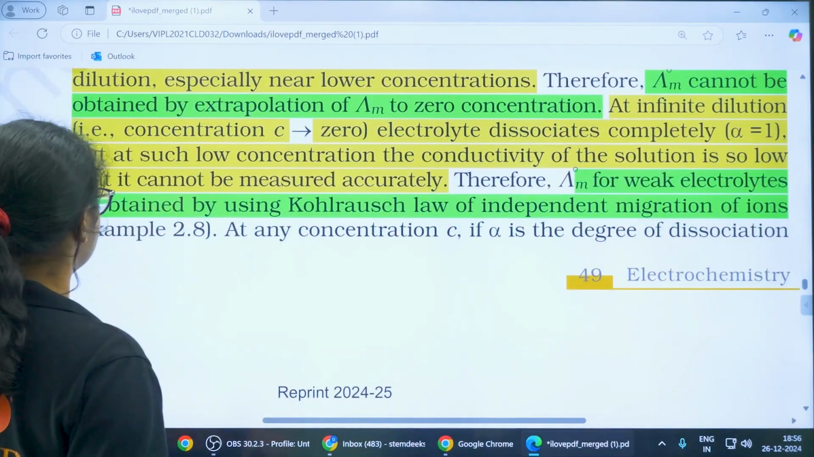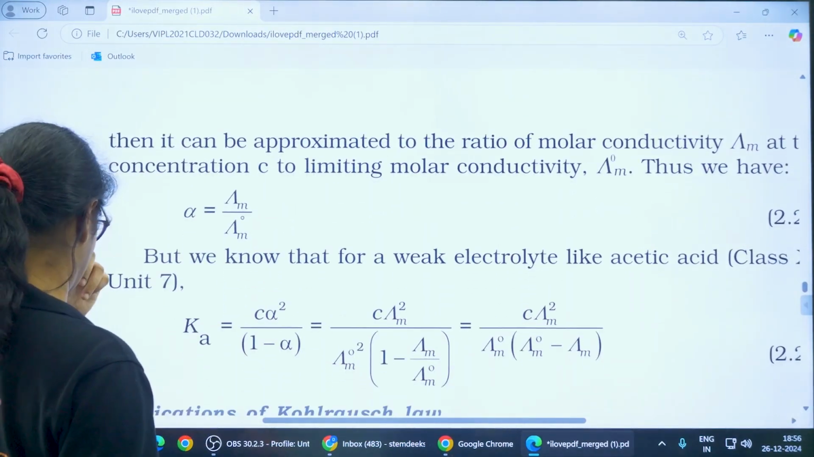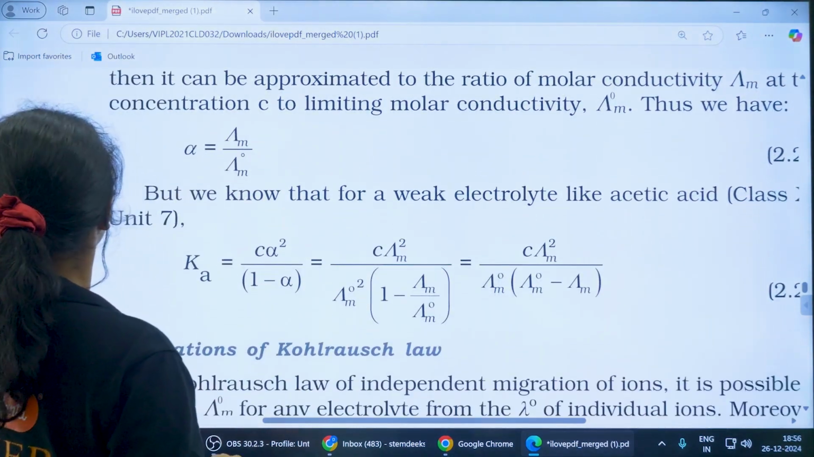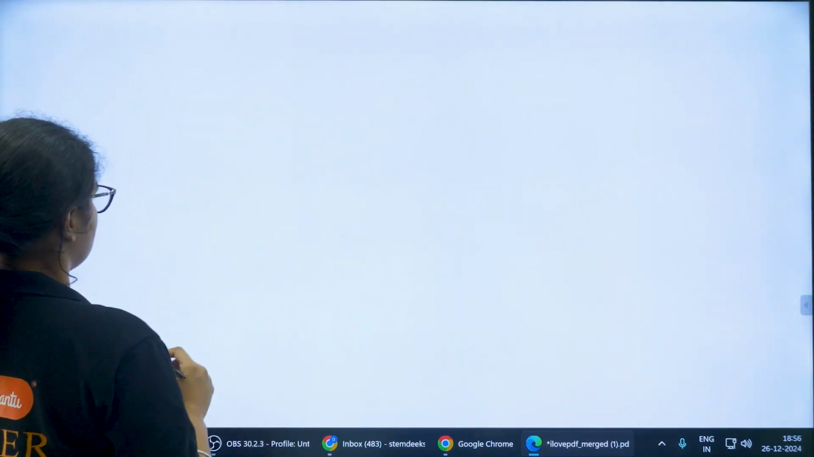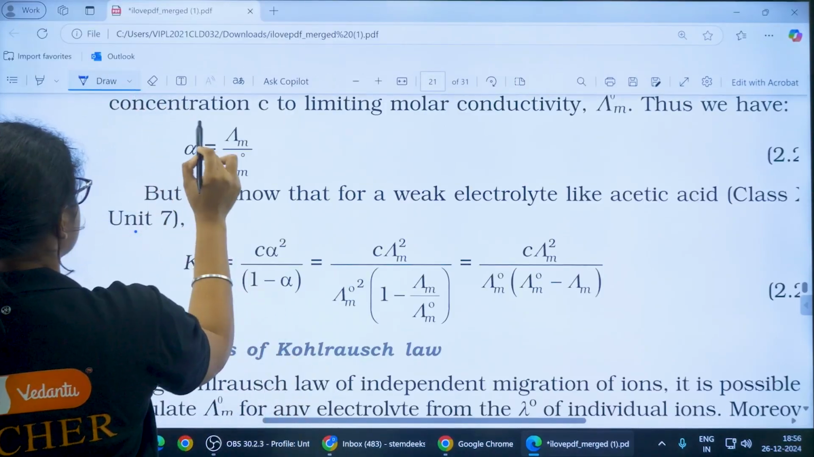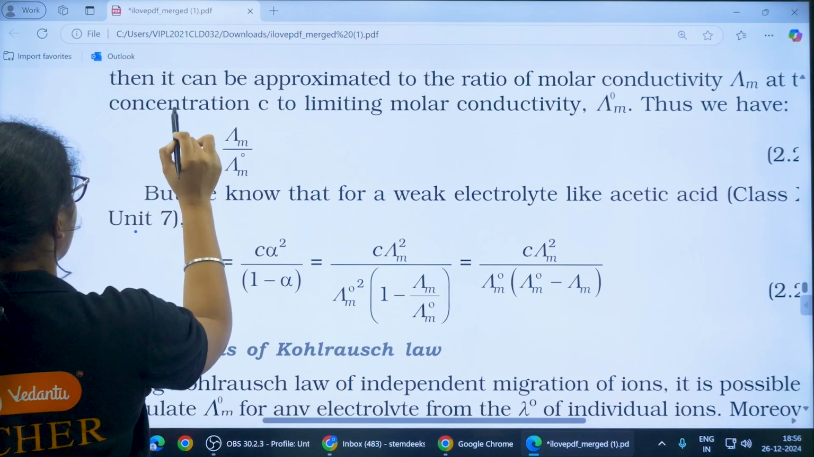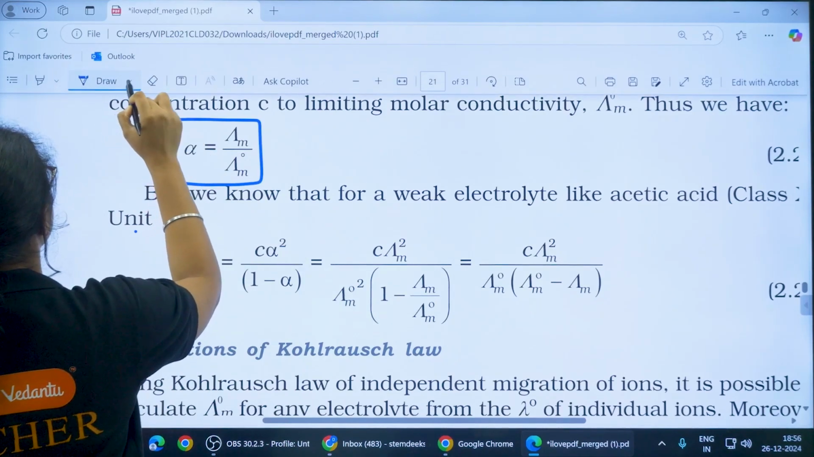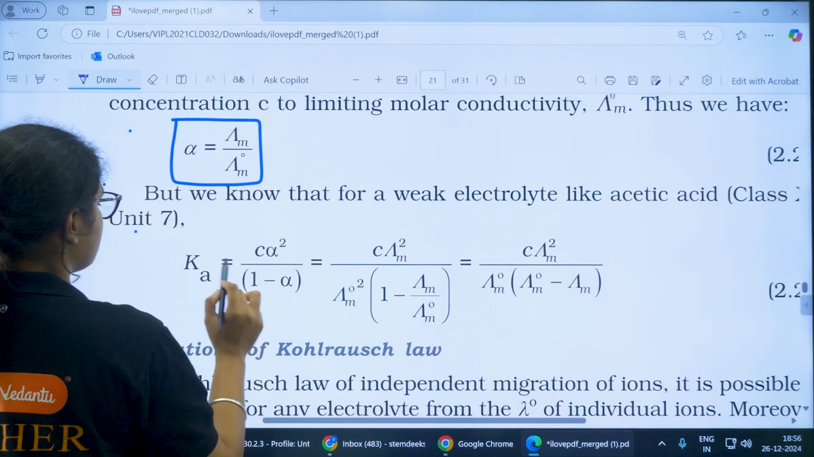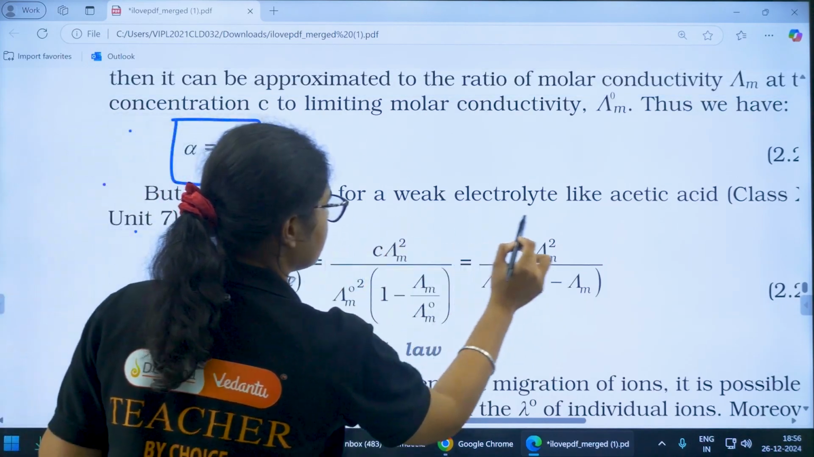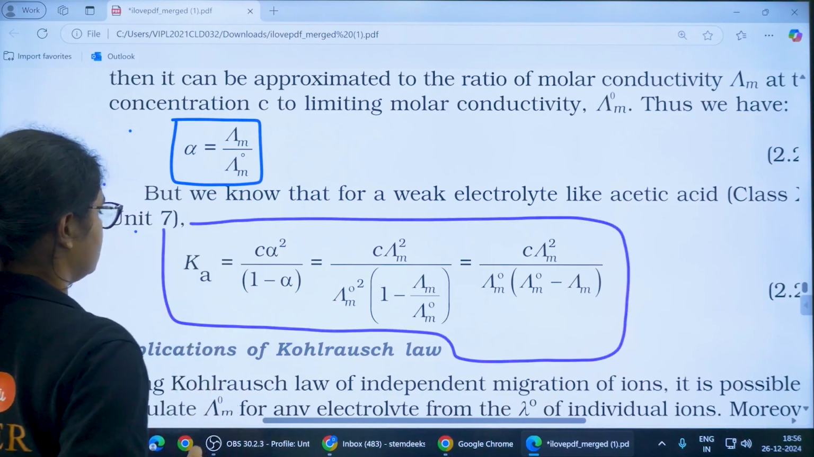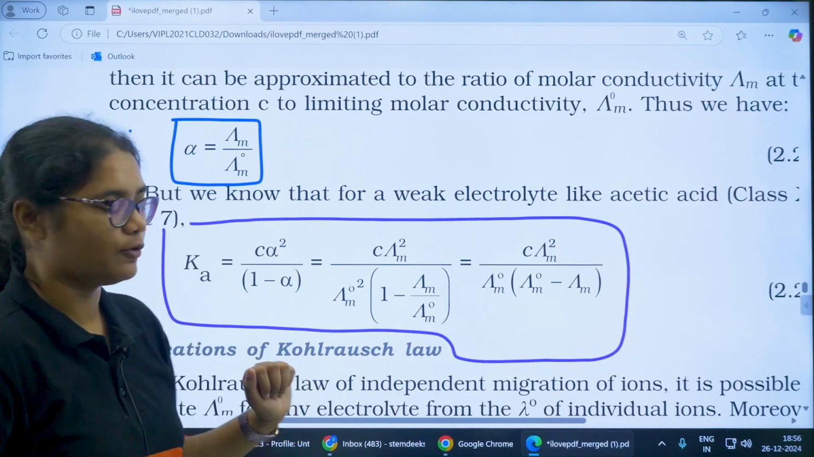Fine. Next, moving forward, this formula is important, this formula is important, okay. These formulas I am not giving. So this formula is important, and we have this formula important too. These two formulas are important.